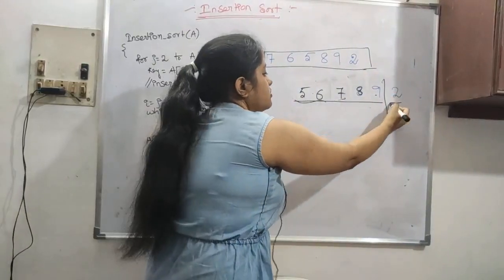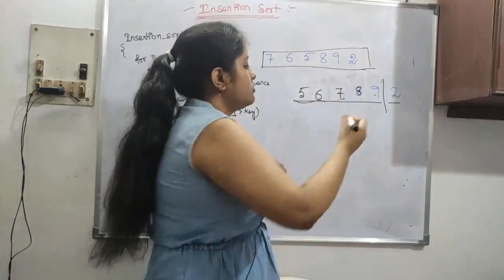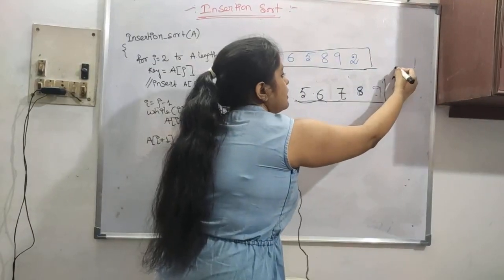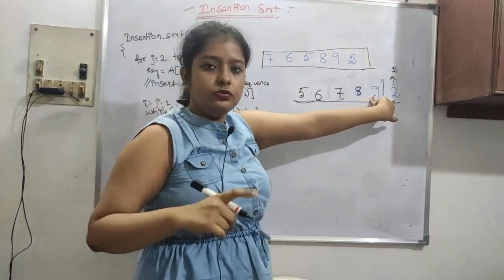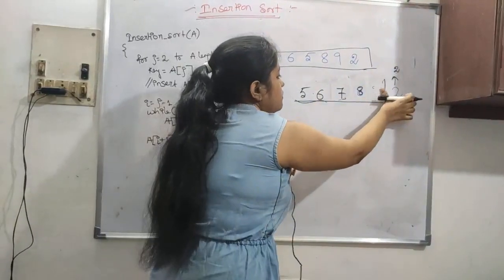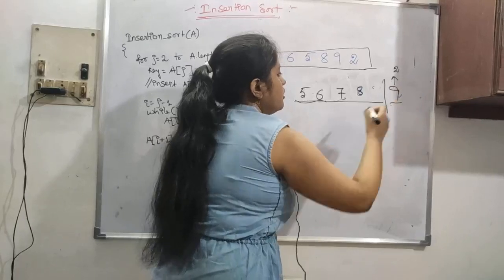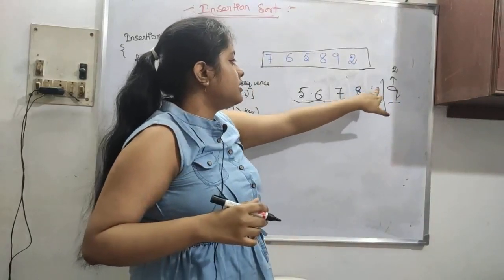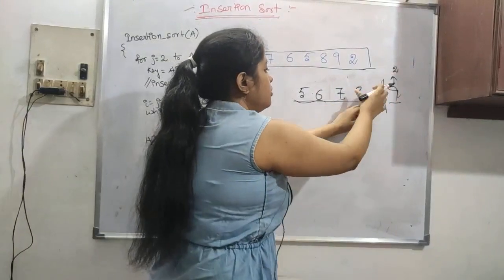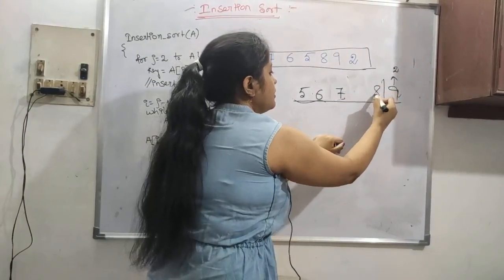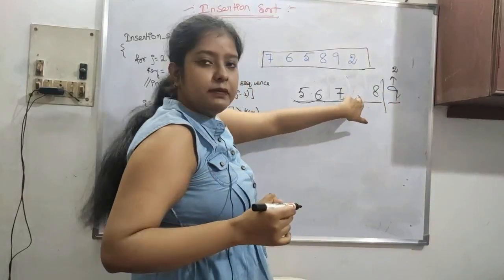Now 2. 2 is taken up. Is 9 greater than 2? Yes, so 9 will be put here. Now we have to check, we cannot put 2 directly here, because 8 is greater than 2, so 8 will be placed here. Okay, so here the space is empty.